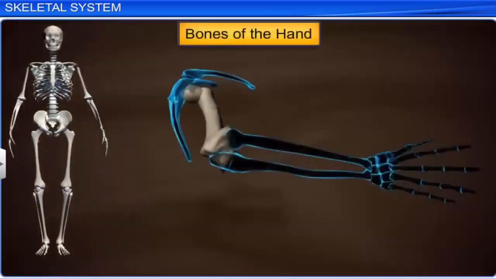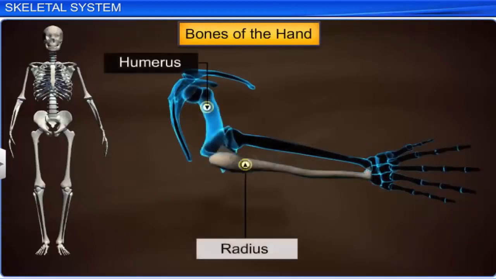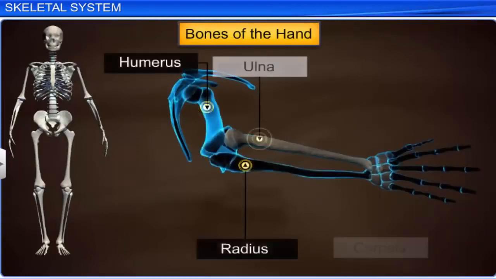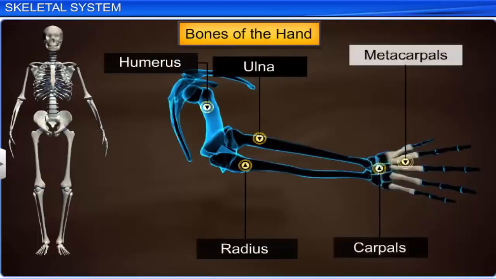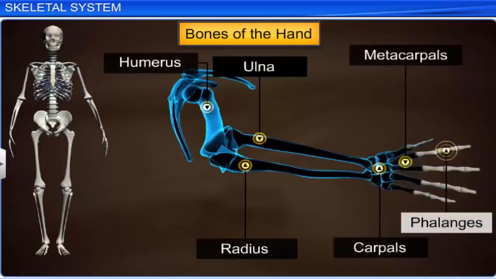The bones of the forelimb or hand include the humerus, radius, and ulna, 8 carpals or wrist bones, 5 metacarpals or palm bones, and 14 phalanges.